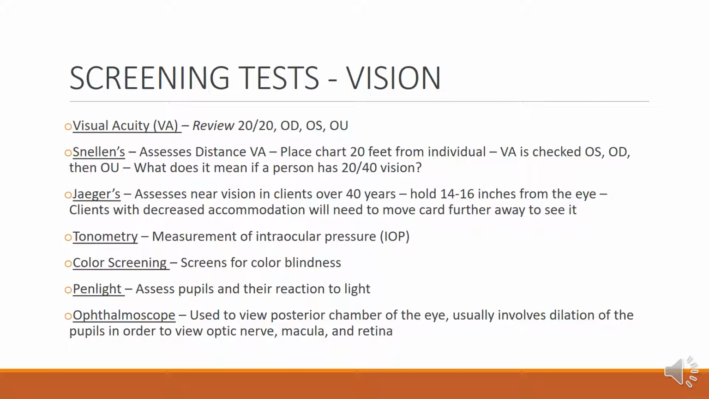Tonometry is a test that measures the intraocular pressure. Color screening is screens that are for color blindness. Penlight, you guys should know, we use this to assess pupils and the reaction to light. And an ophthalmoscope is used to actually view the posterior chamber of the eye. Usually they do need to dilate the pupil in order to see the optic nerve, the macula, and the retina.